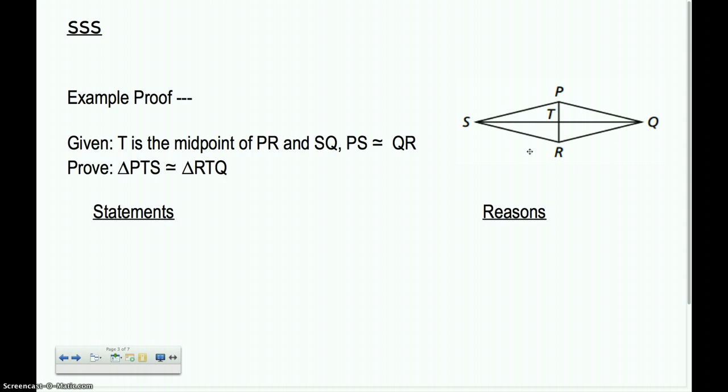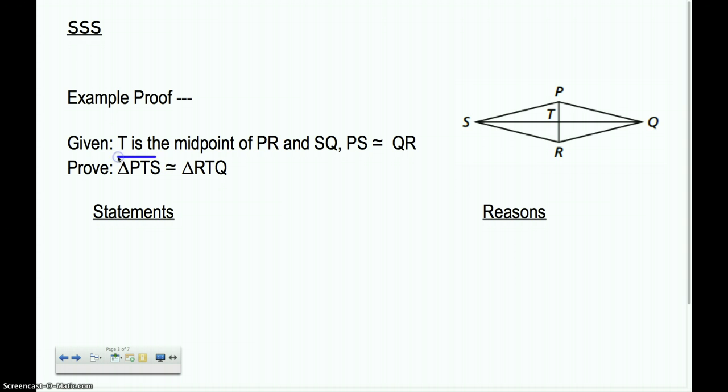Now this is the first example of any of these types of proofs that we've done. So kind of bear with it and follow along, do your best. It'll make more sense as you do more, okay? In this example, we are given that T is the midpoint of PR and T is the midpoint of SQ, and that PS is congruent to QR, okay?